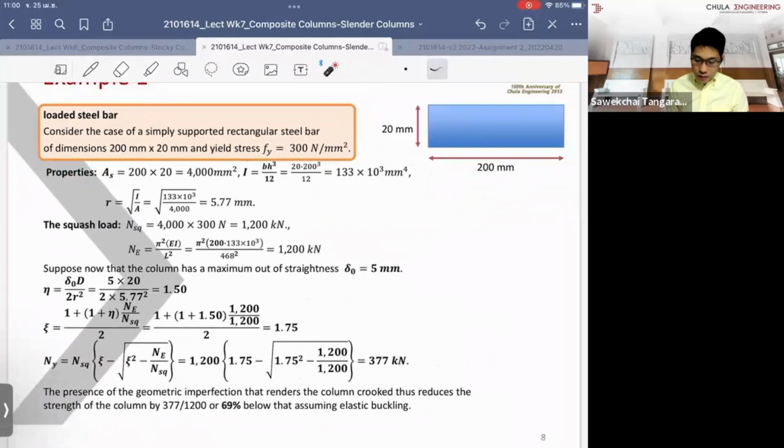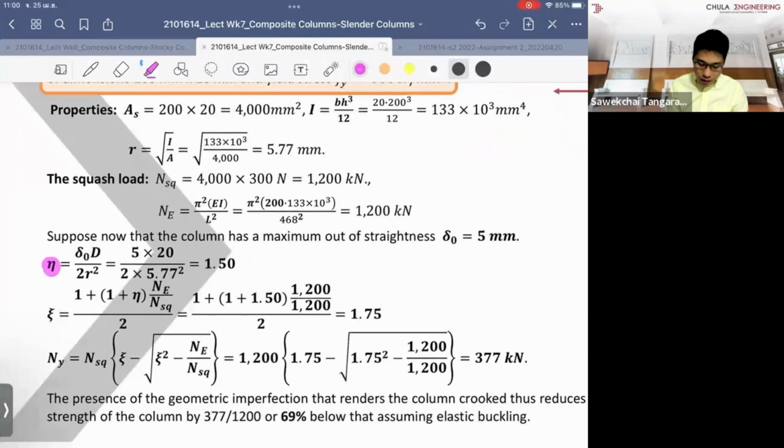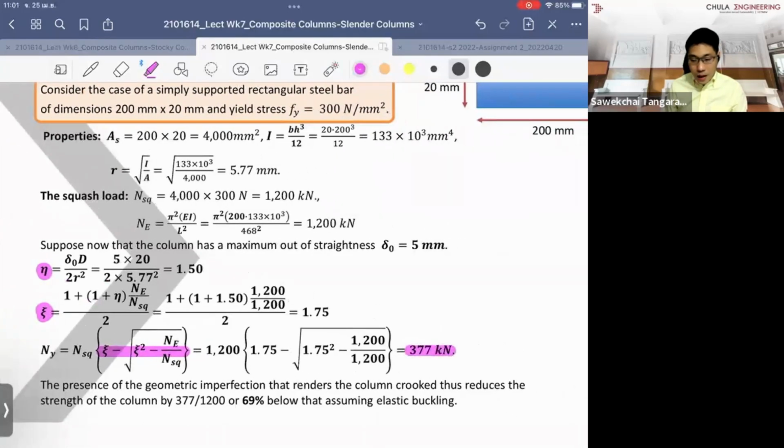You have a thin bar, a solid steel bar, not composite, rectangular with a width of 20 centimeters and a thickness of 2 centimeters. They're asking: by using the elastic buckling theories, can we approximate the column capacity? So you find the value of eta, and you find the reduction capacity or the psi factor here. Then you compare the capacity at first yield after buckling with the squash load. You see that the difference is quite a lot.